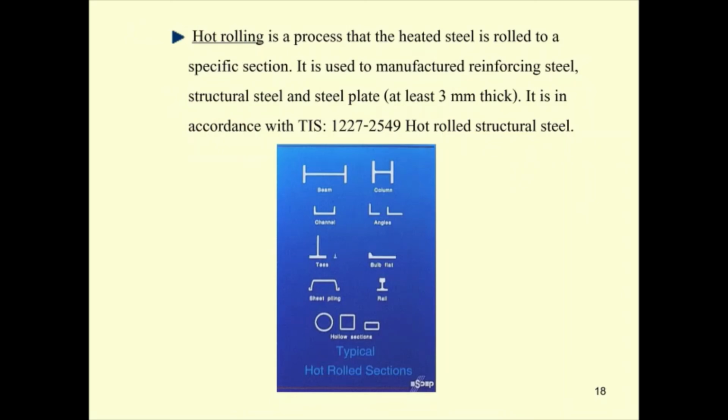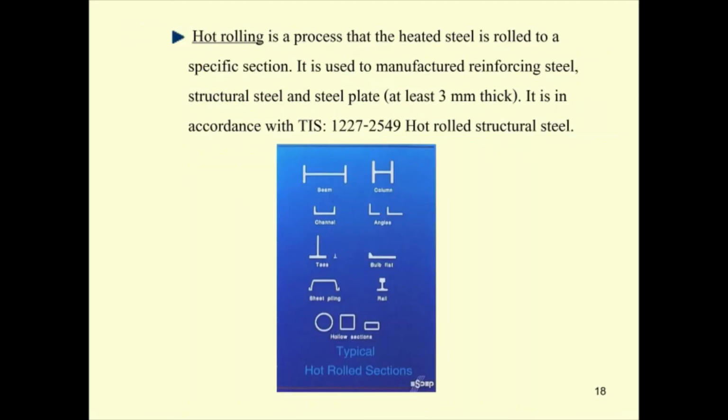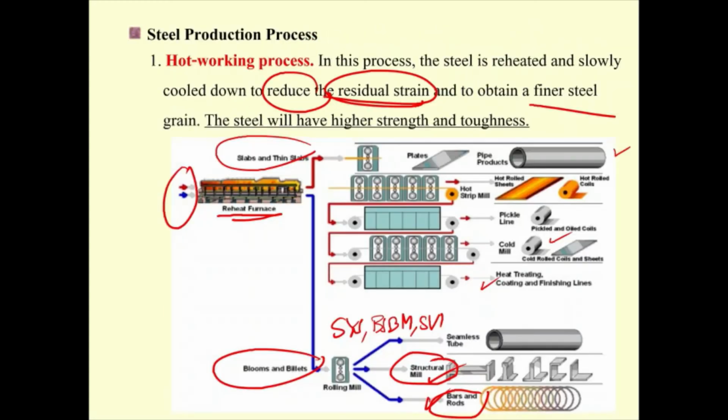And in the hot rolling process, after you reheat it and then control how it cools, you make the steel higher in strength and toughness by reducing the residual stress and getting a finer steel grain, and then you can roll it. When you roll it, that means you're going to get the structural mill products.